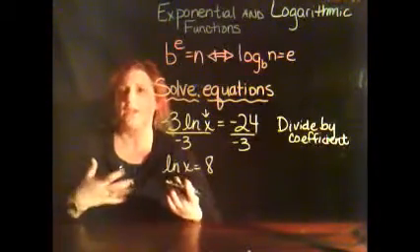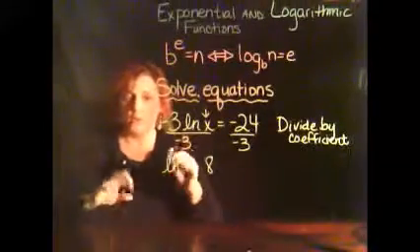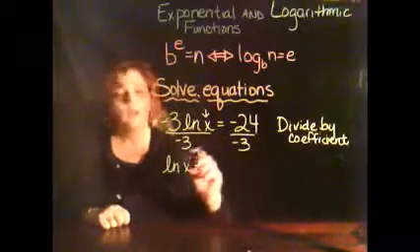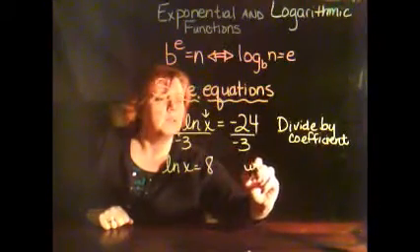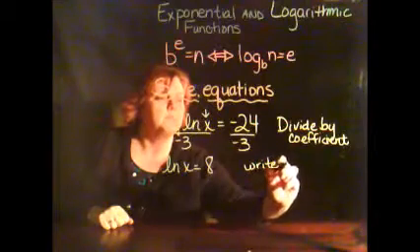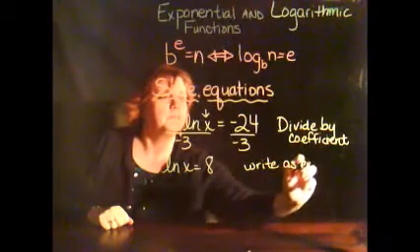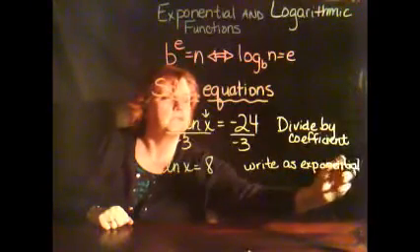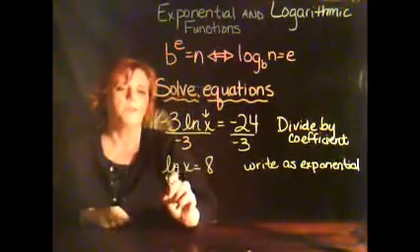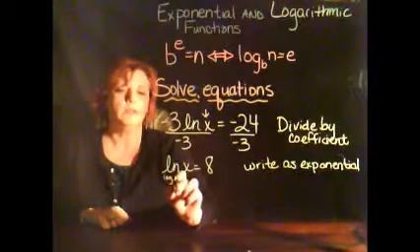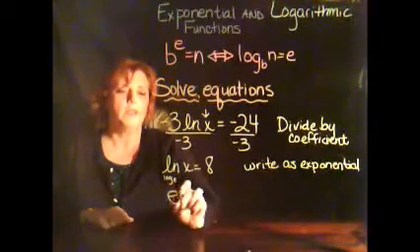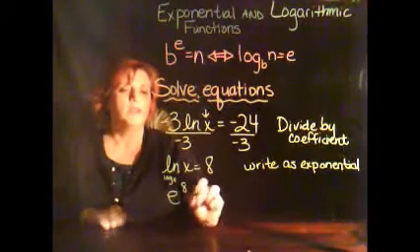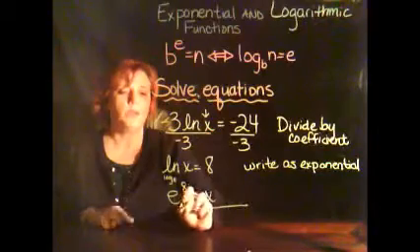That still doesn't tell me anything. I don't know what x would have to be in order to get the natural log of x being equal to 8. So I'm going to rewrite this as an exponential. Remember, this is log base e. So I'm going to have e raised to the 8th is equal to x. Now this is something I can put into a calculator.